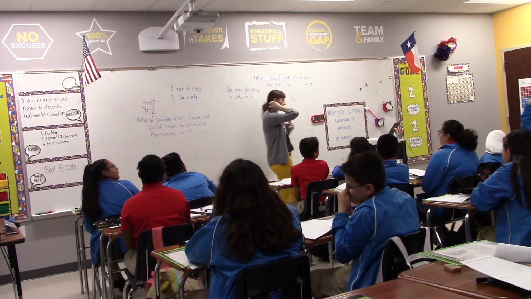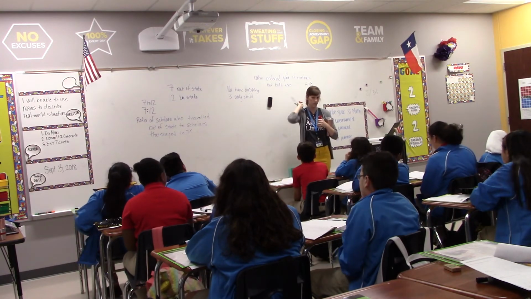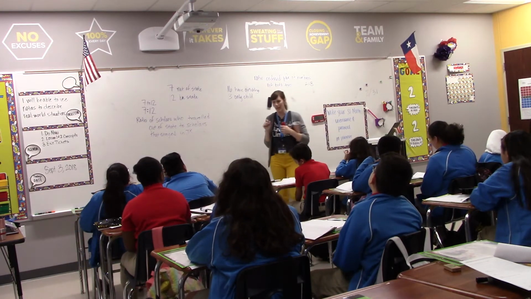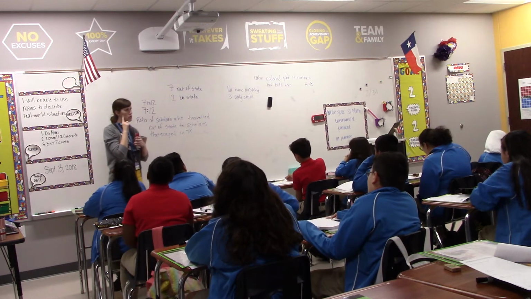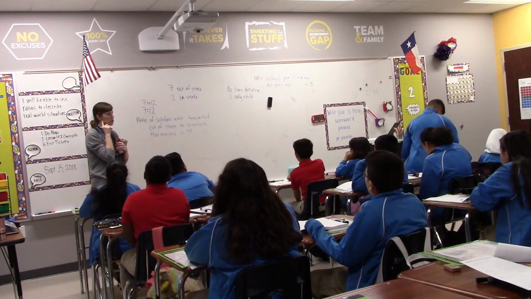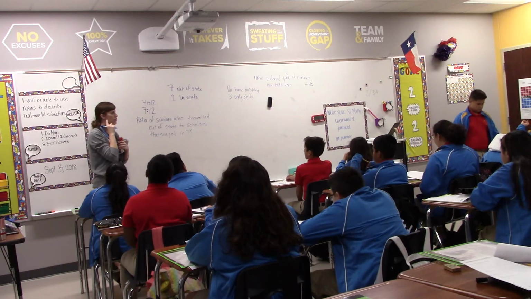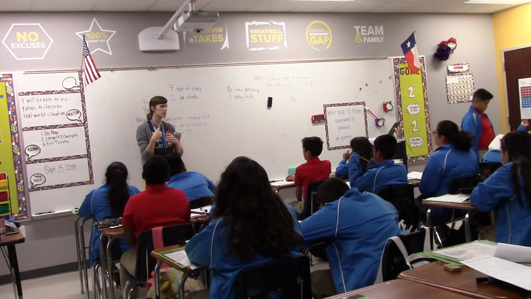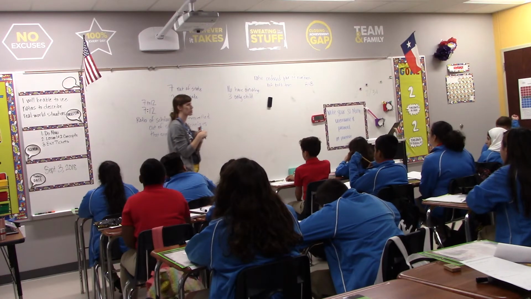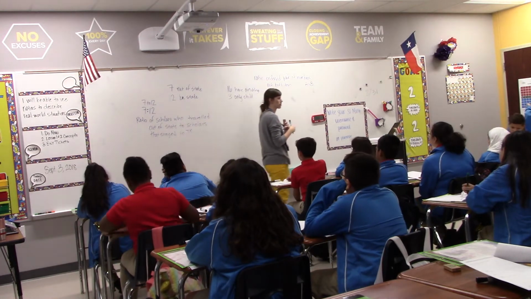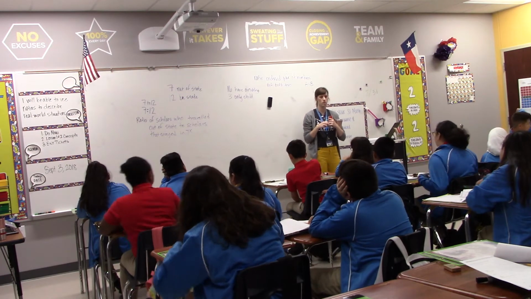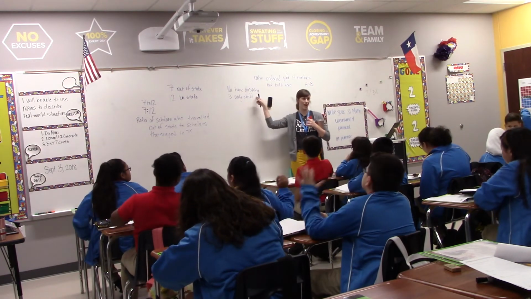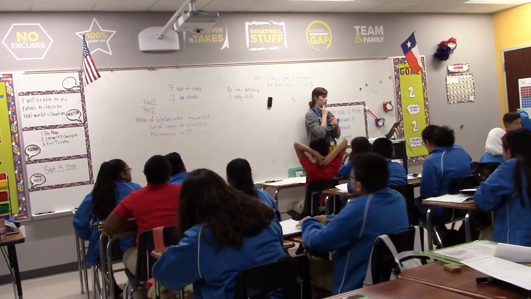Now on line number 2, on page 2, you're going to write the ratio. Now listen carefully because order matters. You're going to write the ratio of scholars that have no siblings to scholars that have at least one sibling. Scholars that have no siblings to scholars that have at least one sibling.